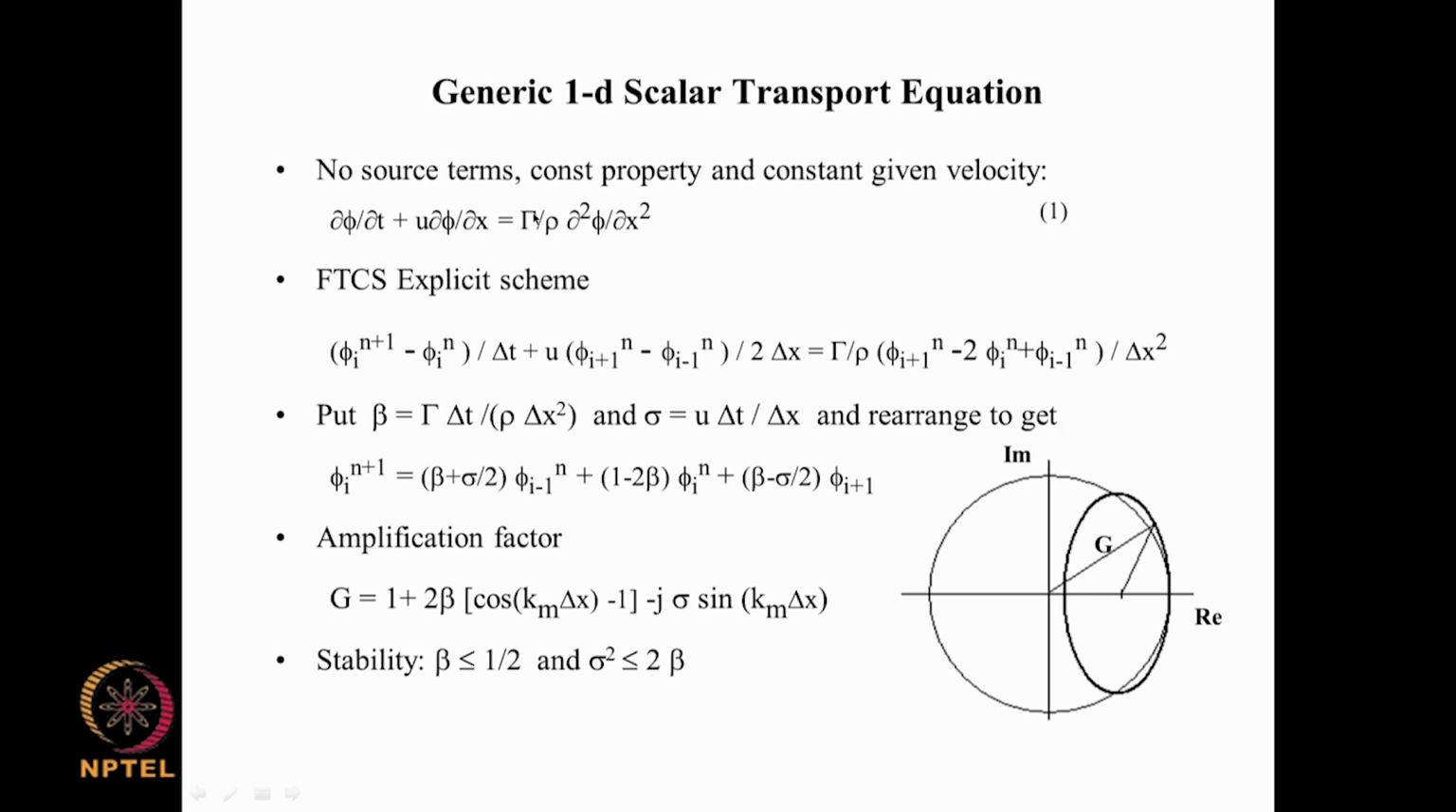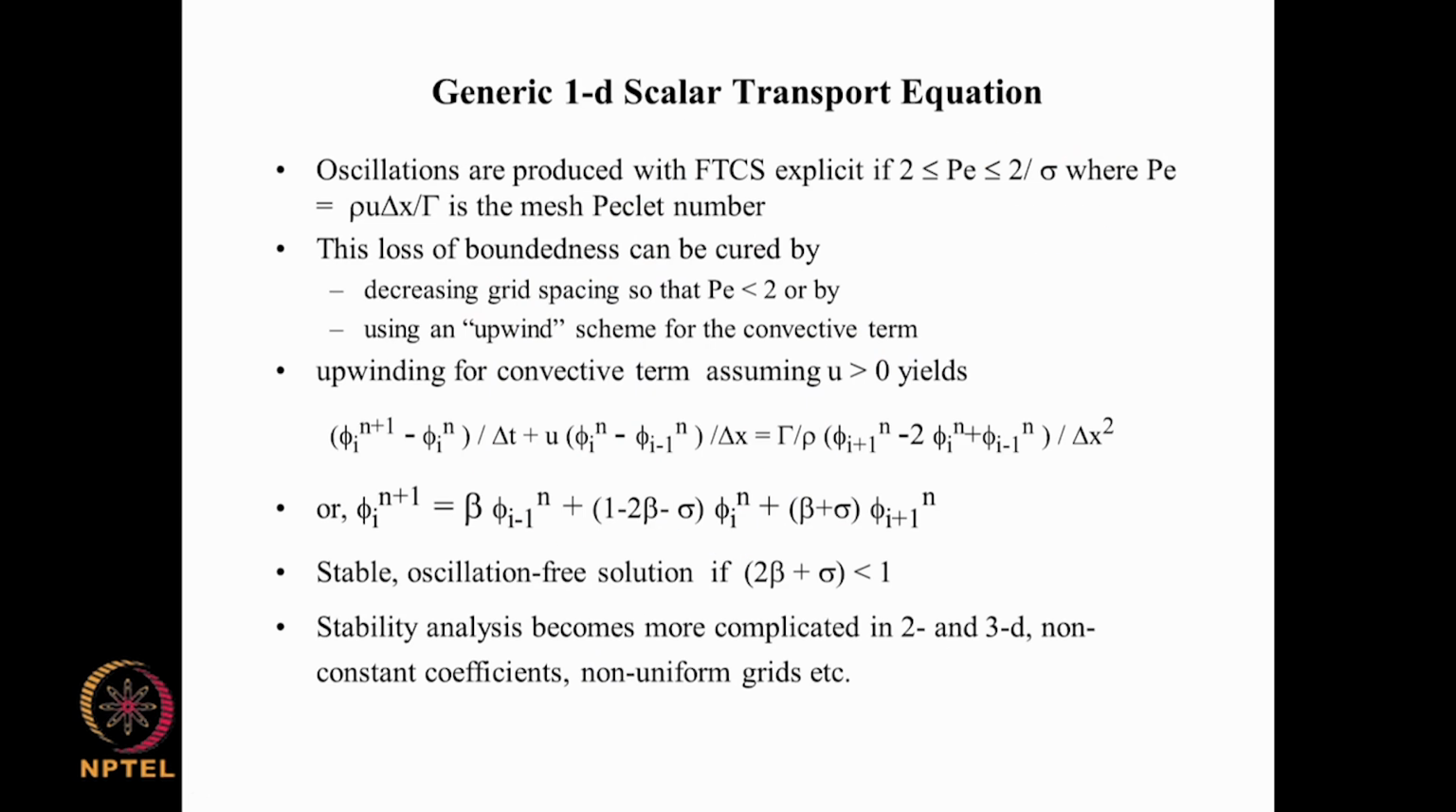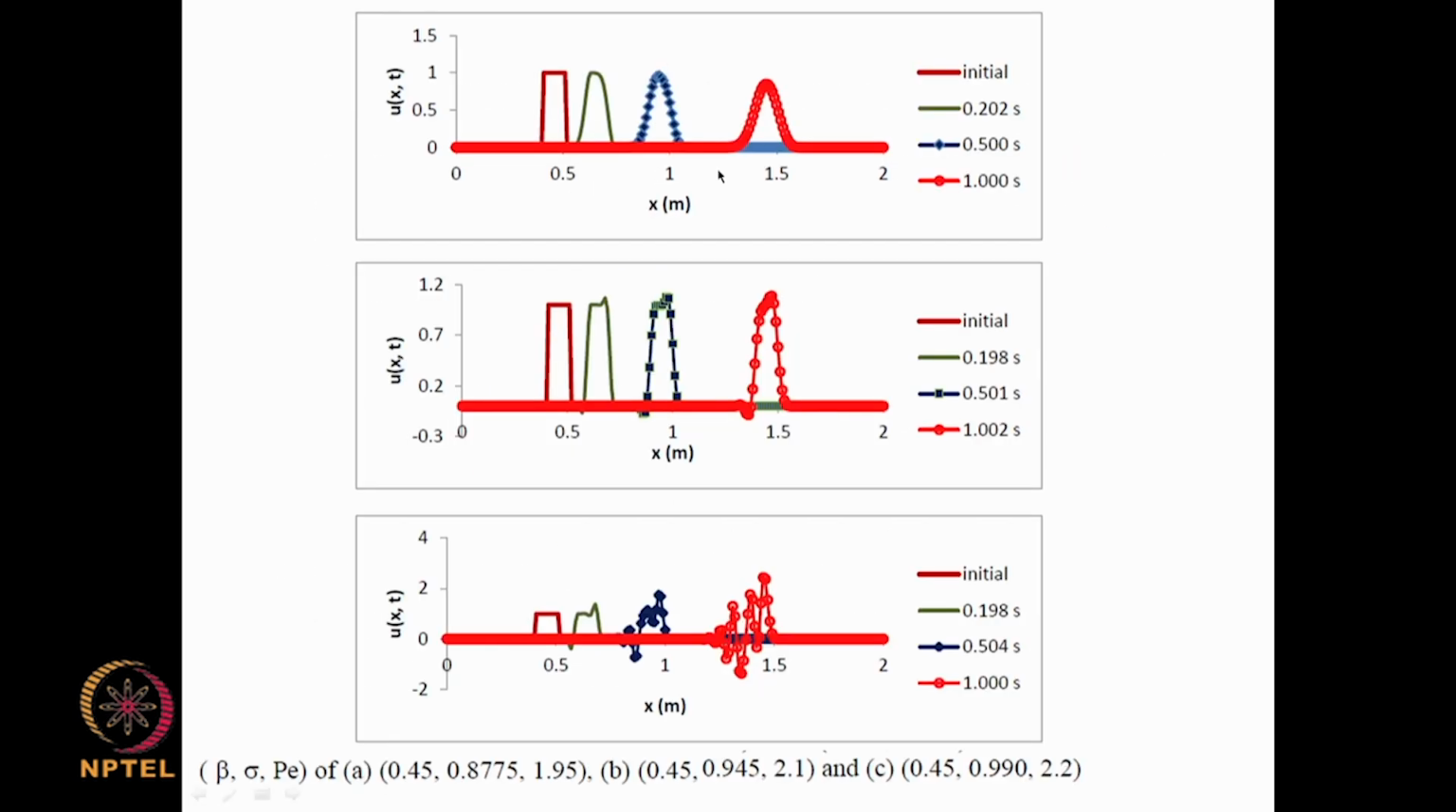So, now what kind of solution do we get if we use the FTCS explicit scheme within the stability bounds? That particular scheme has 3 parameters: beta, sigma and the Peclet number, which is a combination of these two. We are looking at the specific cases of Peclet number being less than 2, greater than 2, and greater than 2 by sigma.